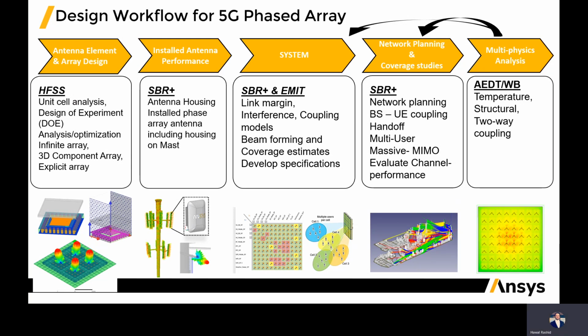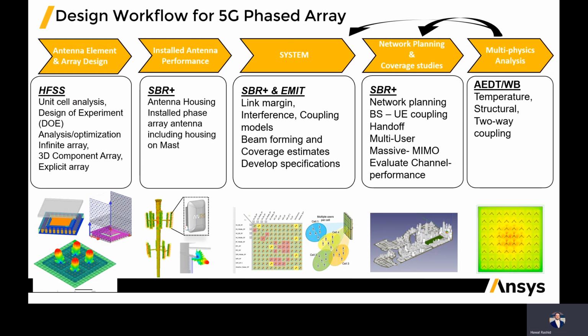We can take these radiation patterns and use them in SPR plus, and we can use them in EMIT to look, for example, at link margin, RF interference, EMI, and we can look at beamforming and coverage estimates. This way together, we are developing specifications that help to improve the phased array and the radio unit. When this is done, we could go on and look at network planning and coverage studies.